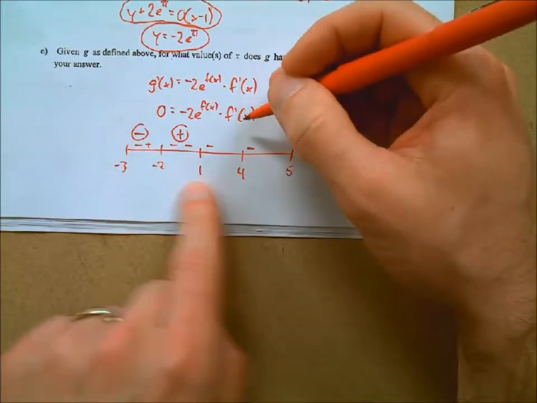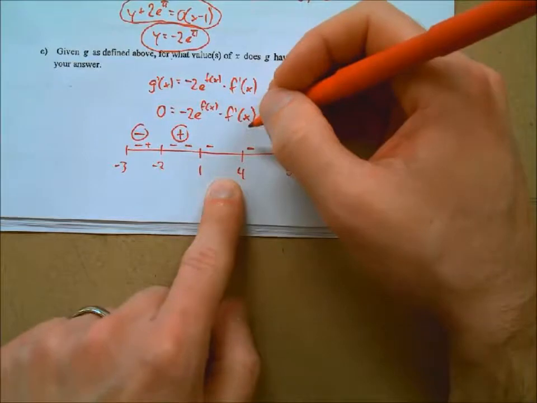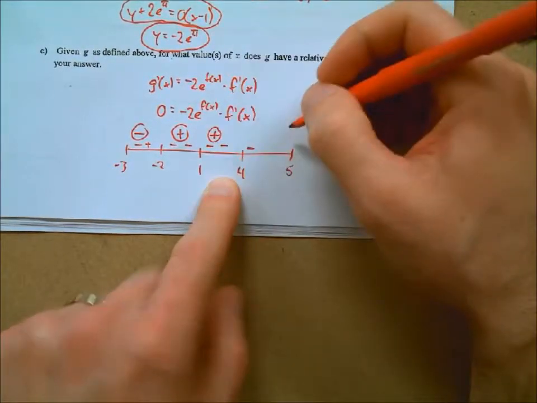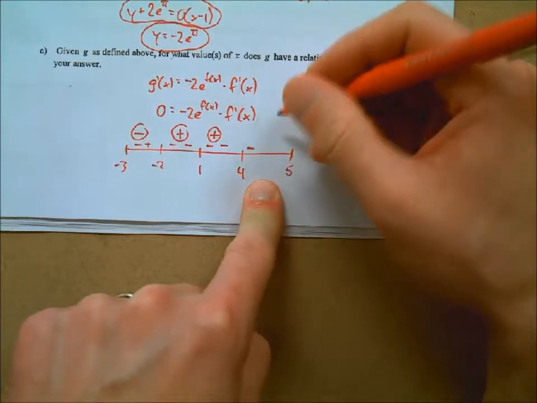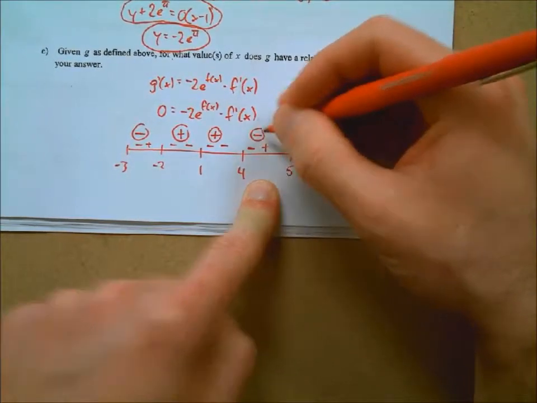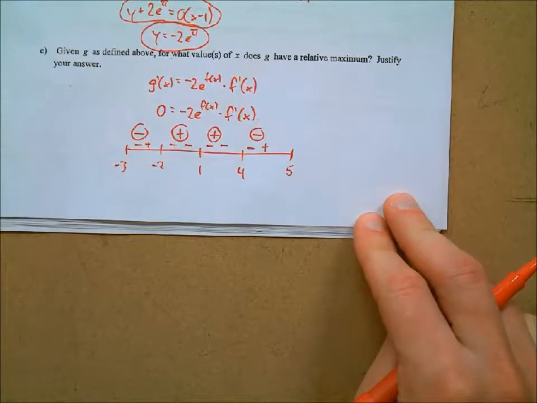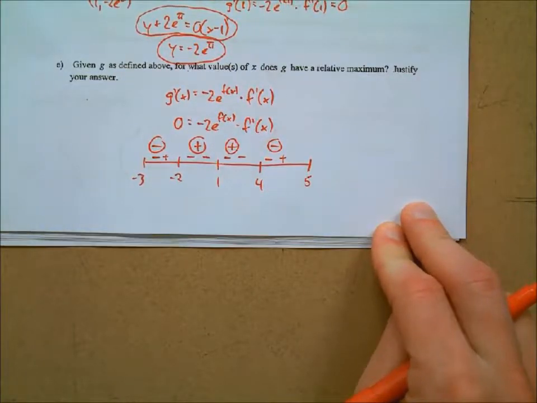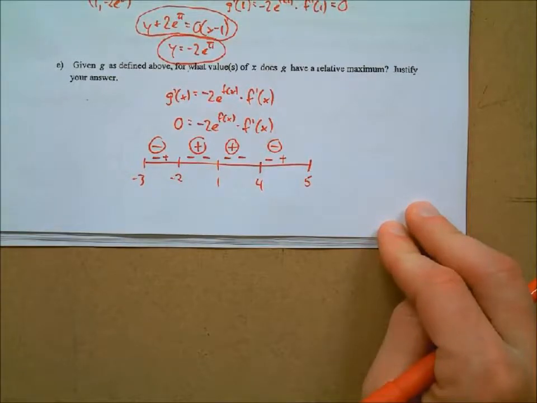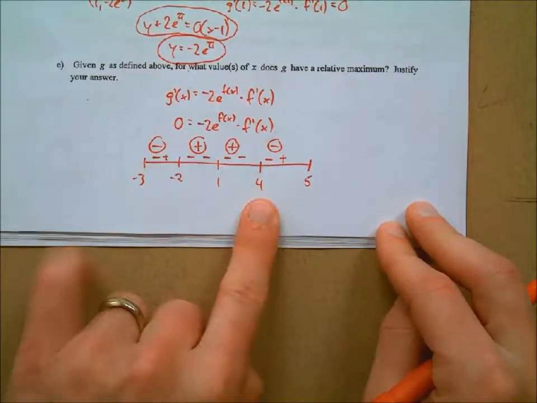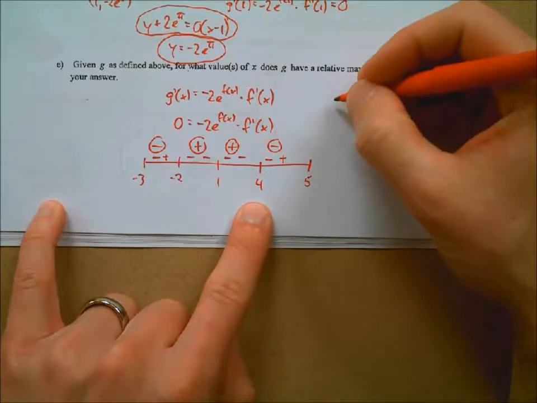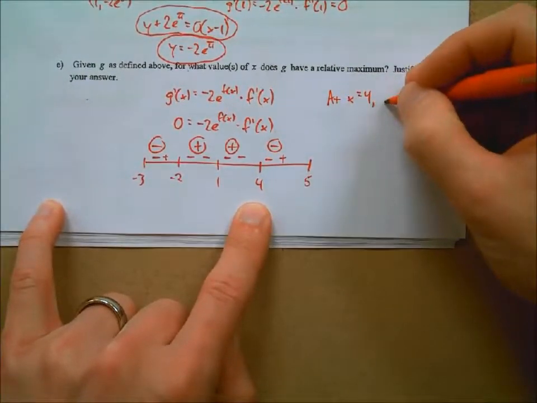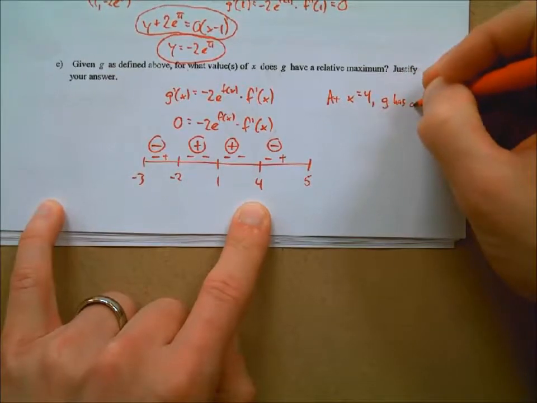All right? Between 1 and 4, let's pick like 3. f prime is negative, so negative times a negative, still positive there. And then between 4 and 5, f prime is positive, so negative times a positive, negative there. Okay? So, does G have a relative maximum? Where? At 4. So we could then say at x equals 4, G has a relative maximum.